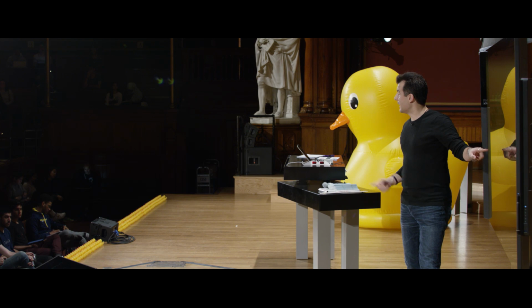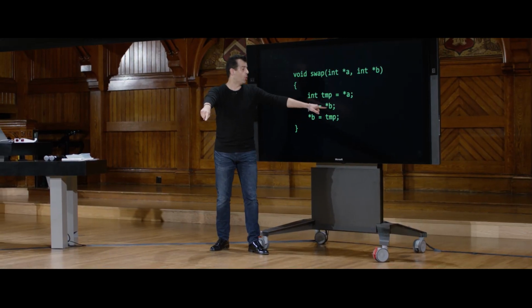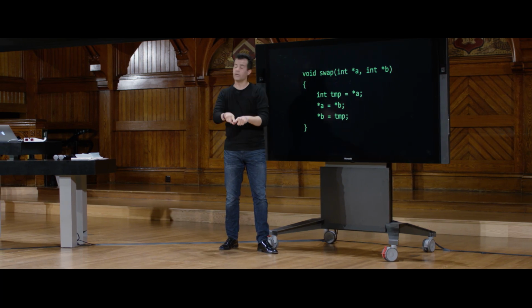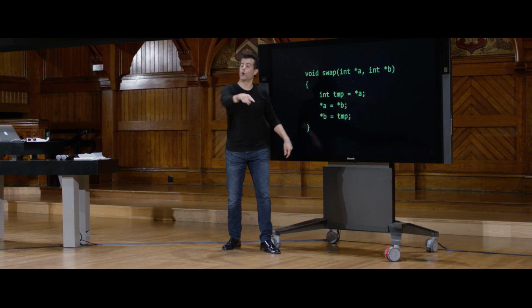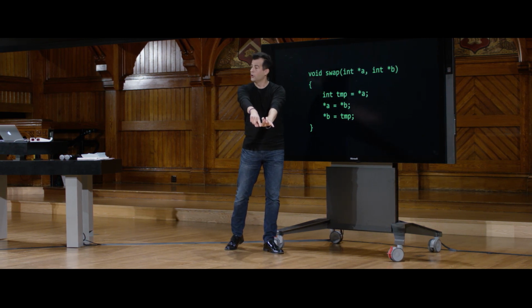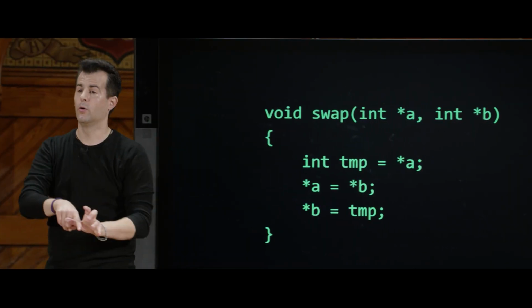Star a means the same thing. Again, go to that address. And then, by the way, go to that address, b, whatever that value is, put it where this finger is already pointing. And then star b means go to that address and put whatever was in the temporary cup of Gatorade, or in this case, the value 1.